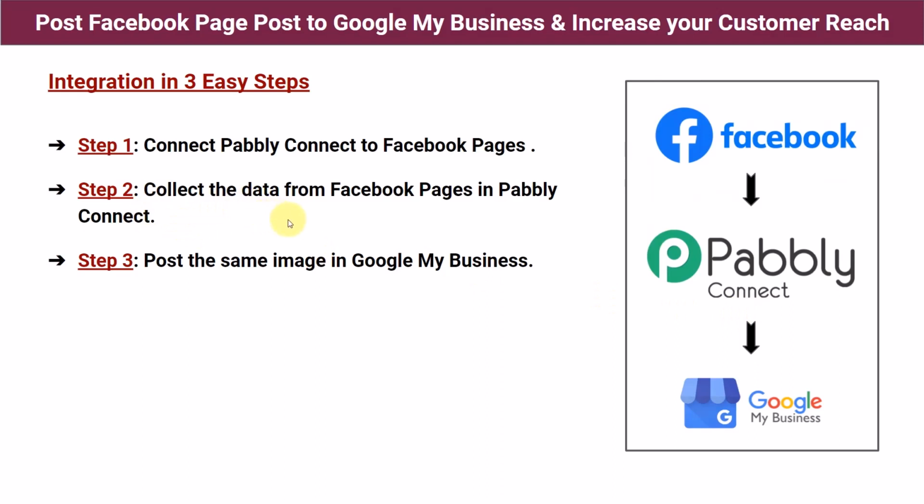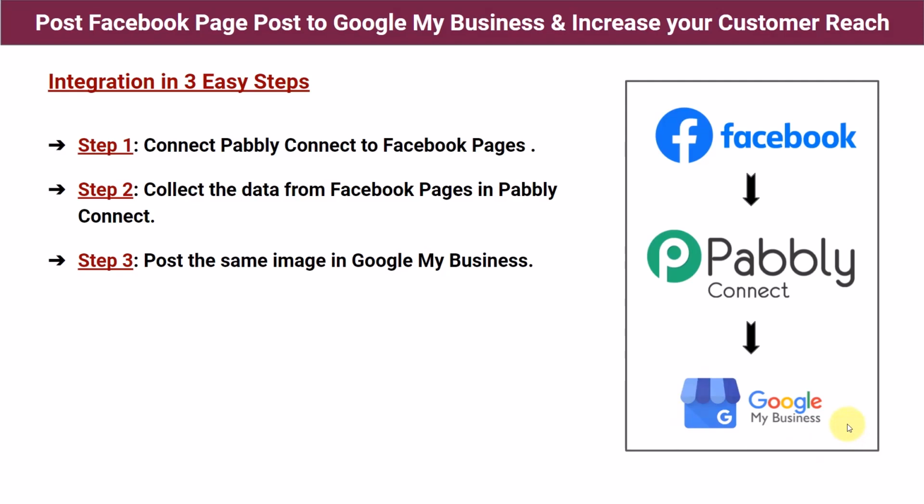So step number 2 says the same, and step number 3 says post the same image in Google My Business. So in the final step, the third step, we will be integrating Google My Business with Pabbly Connect, and we will map the same image which we have posted in our Facebook account in the Google My Business account, so the idea here is whenever we post a new image on our Facebook account, automatically that post will be shared in our Google My Business account as well.